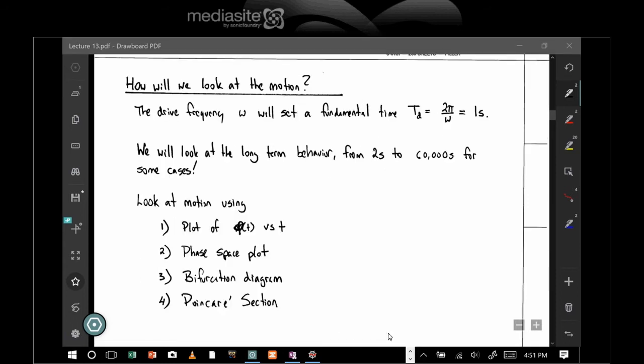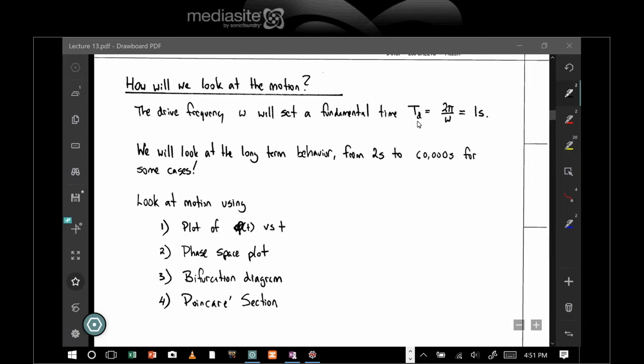So the question is, how are we going to look at this behavior? Again, I'm going to be changing gamma, which is the drive amplitude. The fundamental time scale is going to be T_D, or big T, which is 2 pi divided by the drive frequency, and I define things so that's 1 second. When I solve my equations, I'm going to look in the steady state. I'll show you in a minute that the steady state starts after 2 seconds, so the transients die down after 2 seconds. I'm going to solve these equations numerically from 2 seconds to basically 60,000 seconds, so that's 60,000 periods of T.